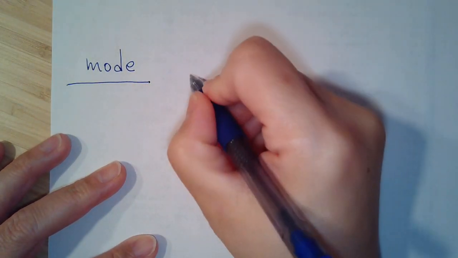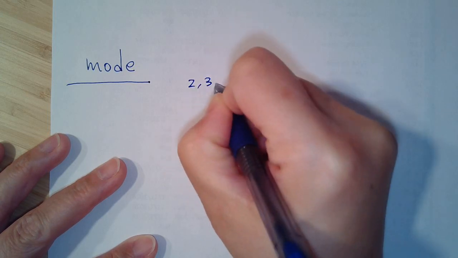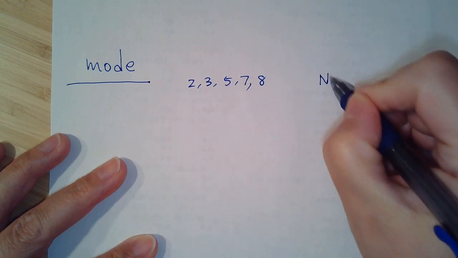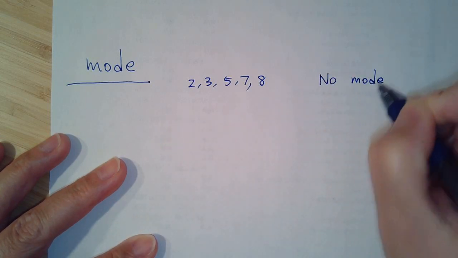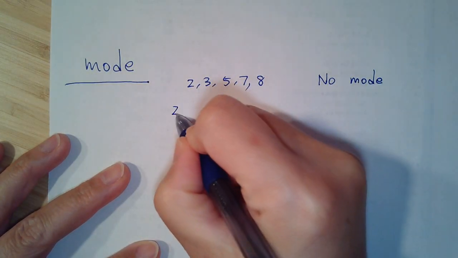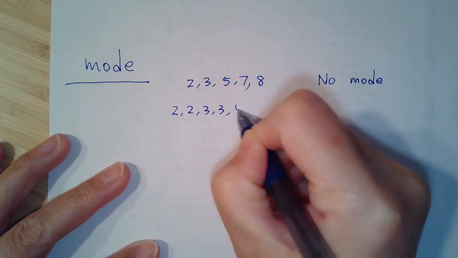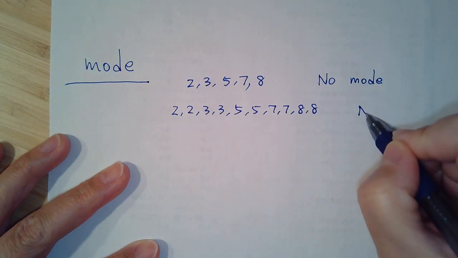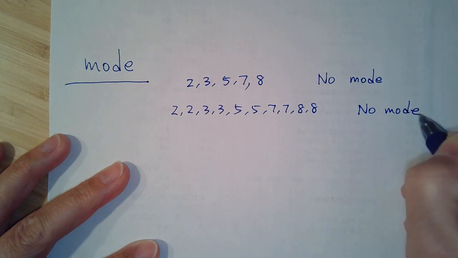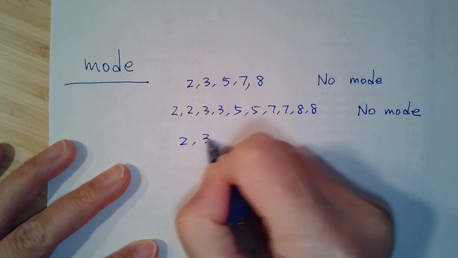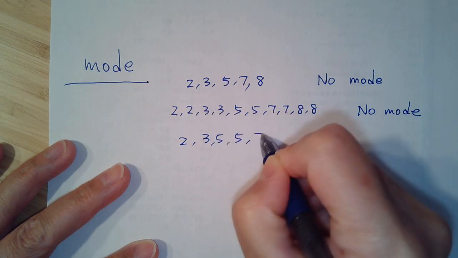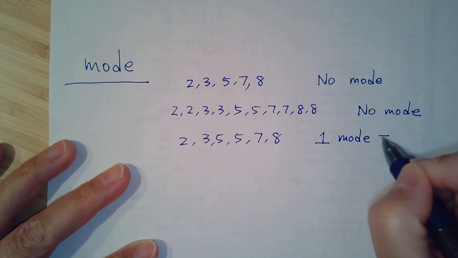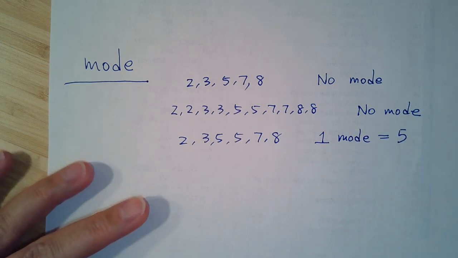All right, now if you have a data set that looks like 2, 3, 5, 7, 8, there's no mode, because all the numbers appeared just once. Even if you have 2, 2, 3, 3, 5, 5, 7, 7, 8, 8, again, no mode. If you have 2, 3, 5, 5, 7, 8, there's only one mode, and the mode is 5, because 5 occurred twice.